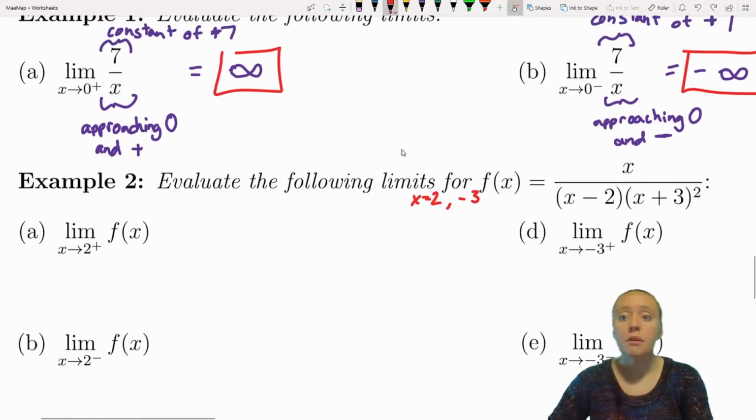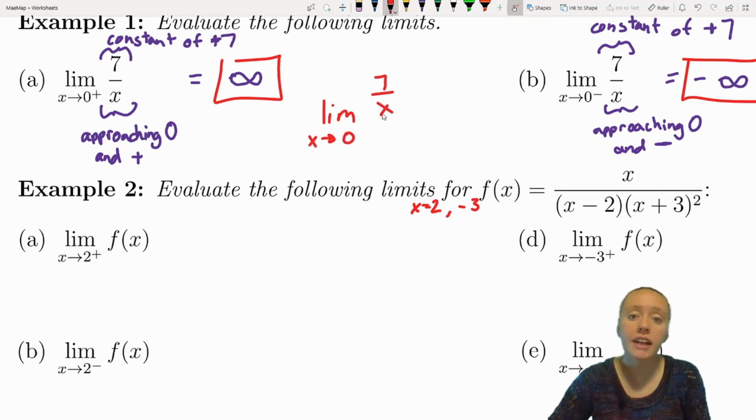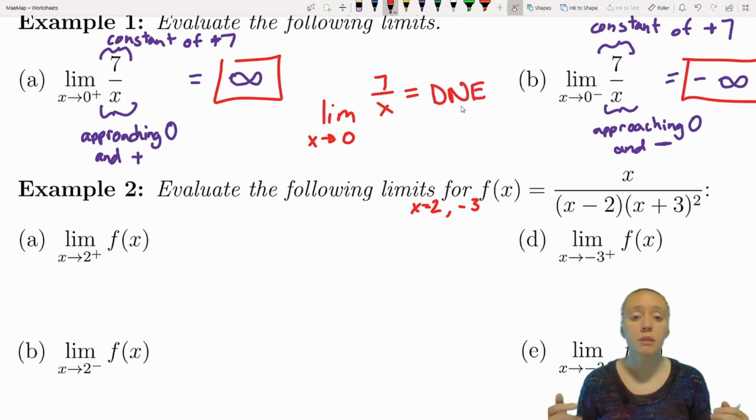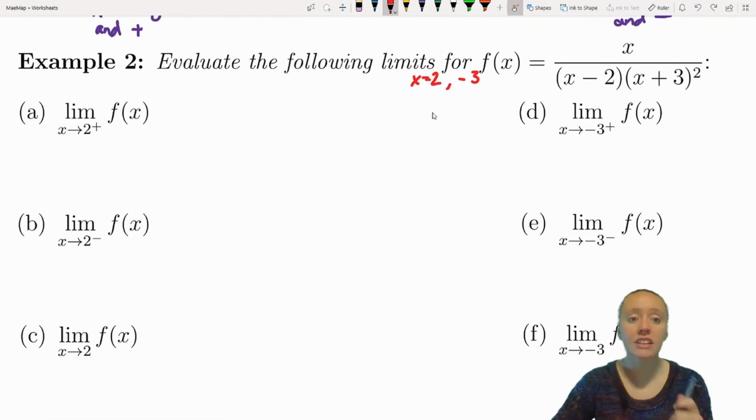Up above, as x approached 0, our function approached a positive infinity from the right and a negative infinity from the left. So even though the limit as x approached 0 of our function 7 over x does not exist, because they're not approaching the same value from the right and left, we still have that vertical asymptote at x equals 0. So again, in example 2, we can't cancel out either of those factors from our denominator. We know we have vertical asymptotes at each of those values. But let's talk about the limit of f of x as x approaches 2 from the right.